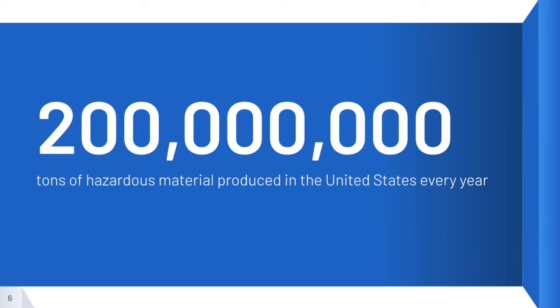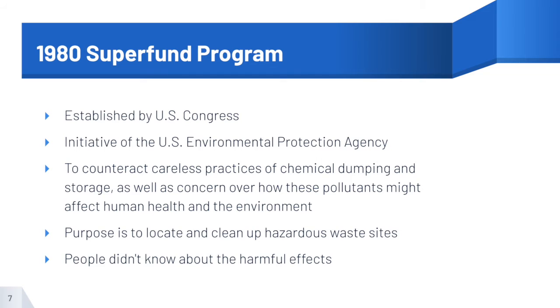Now, an estimated 200 million tons of hazardous material is produced in the United States every year. And so, what do we do with it? In 1980, the Superfund Program was established by the U.S. Congress. It was an initiative of the U.S. Environmental Protection Agency to counteract careless practices of chemical dumping and storage. It was focused around the concern about how these chemical pollutants might affect human health and the environment. The purpose is to locate and clean up hazardous waste sites, because during that time, people weren't very informed about just how harmful these pollutants could be.